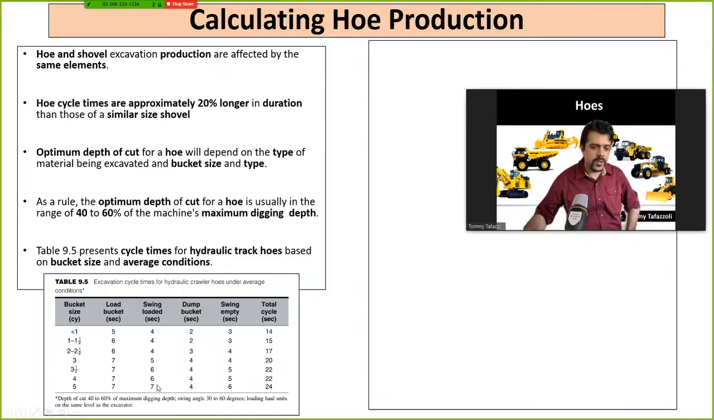Okay, so for example, for a bucket that is less than 1 cubic yard, you would see it takes 5 seconds to load, 4 seconds to swing, 2 seconds to dump the load, and then swinging back to position would take 3 seconds, and so that makes a total cycle time of 14 seconds.